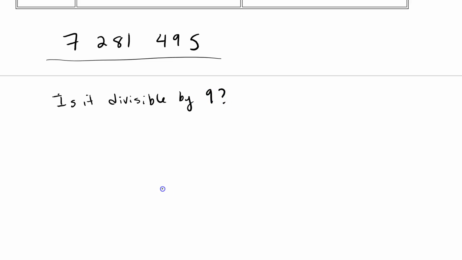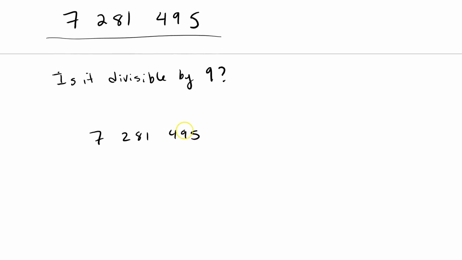The way that I would do it is I would just write it out again. 281,495, just so we can look at it. And I would say, okay, I know that 9 is divisible by 9. And I also know that 4 plus 5 is 9, which is also divisible by 9. I know that 7 plus 2 is divisible by 9. I have 8 plus 1 is also divisible by 9. So yes, it is.